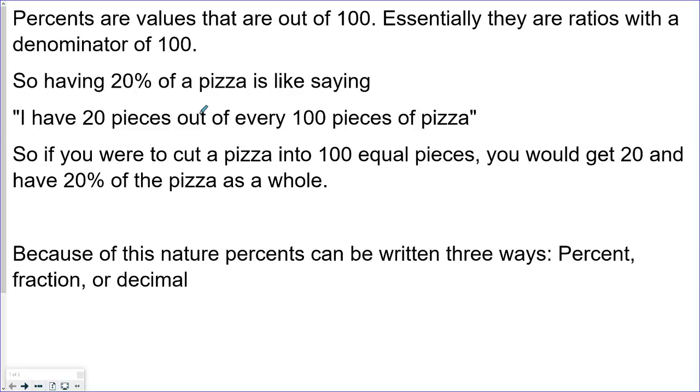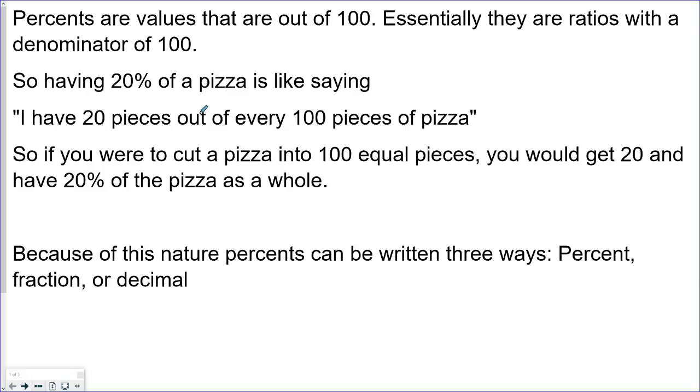So having 20% of a pizza means you have 20 pieces of pizza out of every 100 pieces. So if you were to cut a pizza into 100 equal pieces, you would get 20 of them. That's what it means to have 20%. Now, normally we wouldn't have 100 different pieces of pizza, but that's just kind of a way to gauge how much pizza you would have of the total amount. So you can kind of think about how big a slice that would be in general.